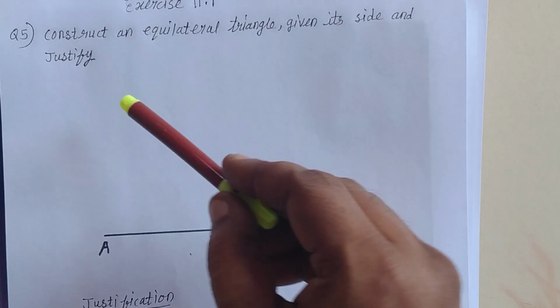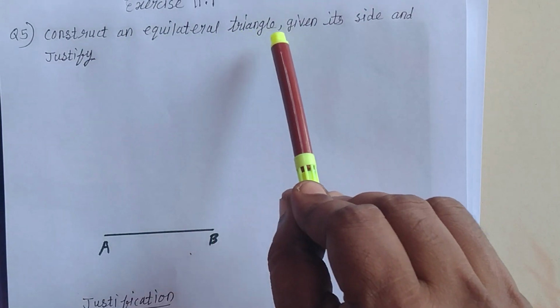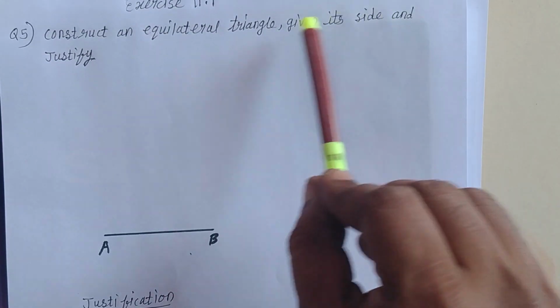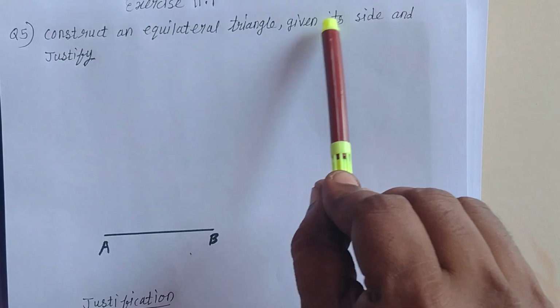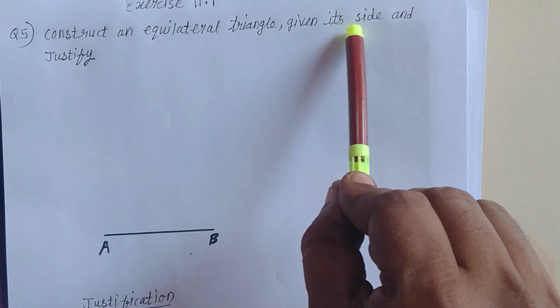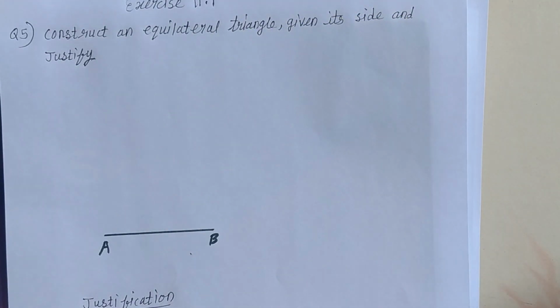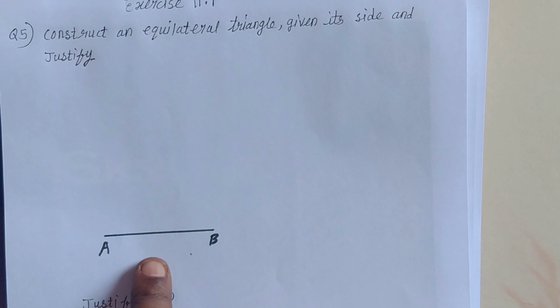Good morning, students. Today we are going to start with question 5, exercise 11.1. In this question, we have to construct an equilateral triangle given its side, and justify. So we have to construct an equilateral triangle given its side, and we have to justify also. So here I have drawn a line segment AB which is of 5 centimeter.